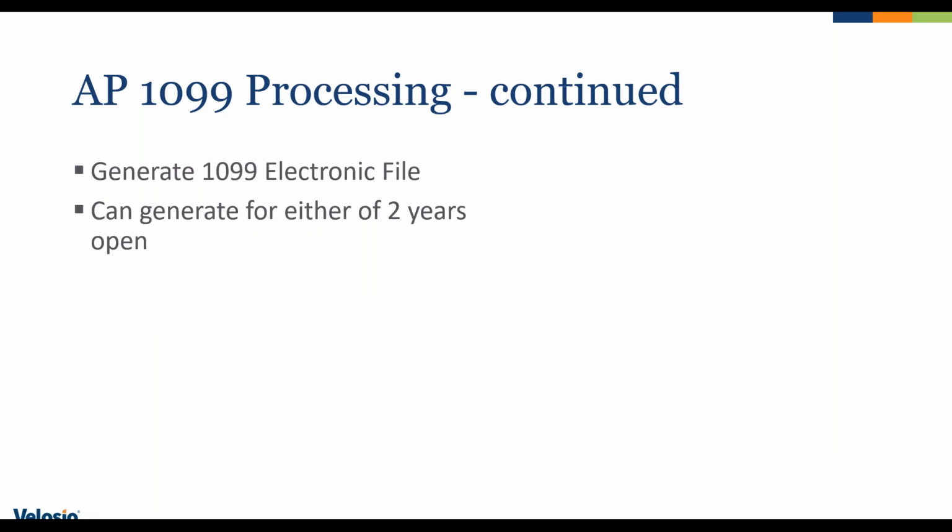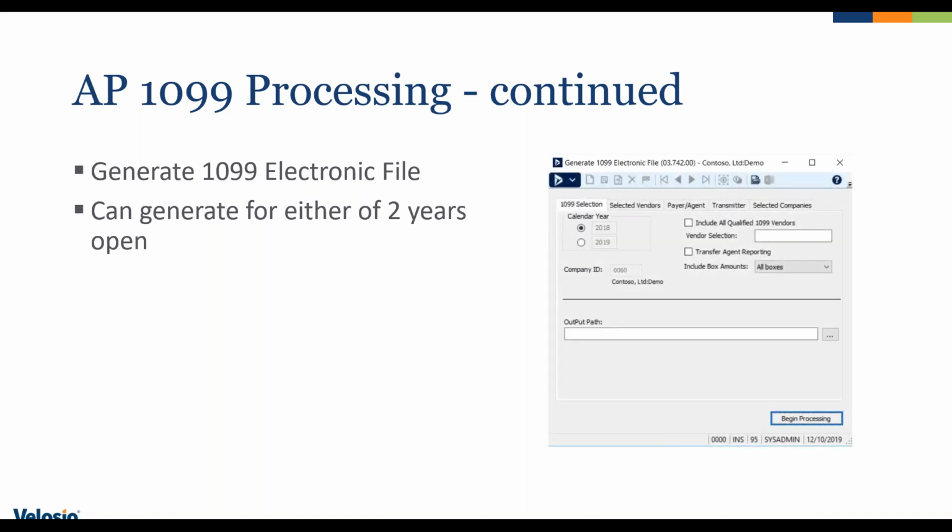There's a Generate 1099 electronic file screen that's used to create the file containing the 1099 amounts to be submitted electronically to the IRS. You can generate for either of the 2 open 1099 years. You'll notice in my screenshot here, the top left corner has a pane for calendar year. So we would select which year we want to generate the file for. And then some other fields that are required, there's the vendor PIN number and contact information, which I'll jump over to that tab in a minute here.